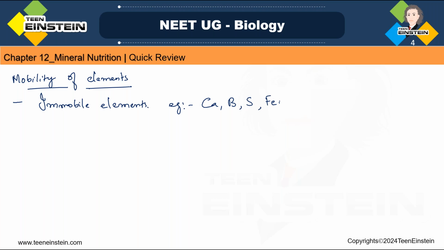So the elements which cannot move freely in the plants are called immobile elements, and another type is the elements which can move from old leaves to young leaves. Elements which can move from old leaf to young leaves are called mobile elements. They will move from older leaves to the younger leaves and to the growing tips, to the growing region. They are called mobile elements.